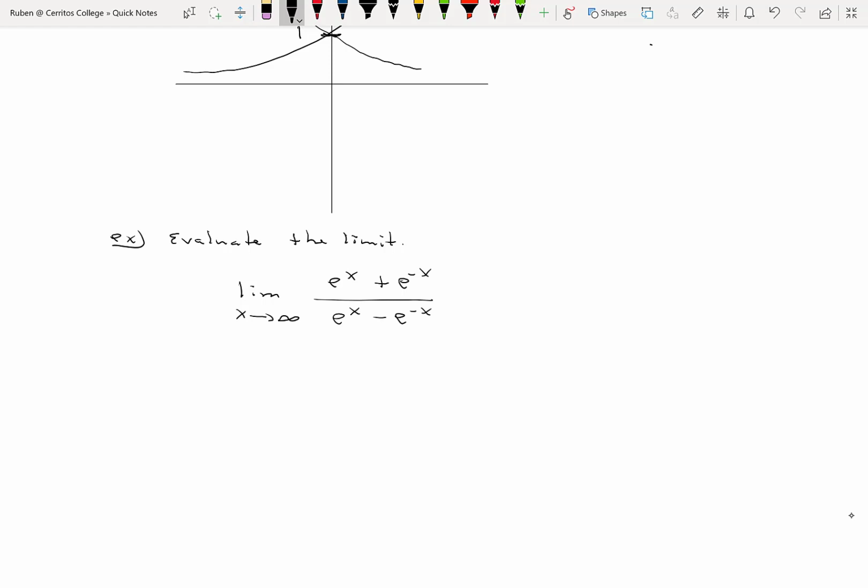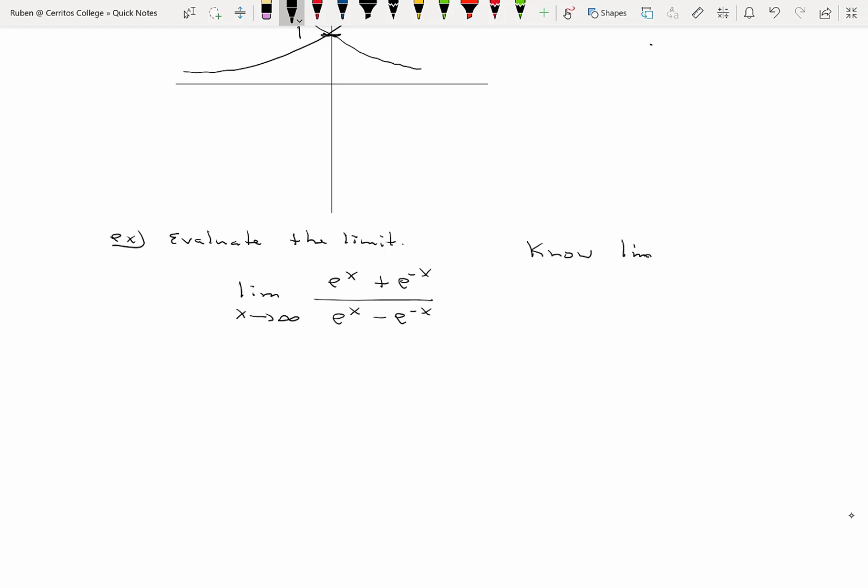In engineering, this is an important function. You don't have to worry too much about remembering it as that special function, but it's actually called the hyperbolic cotangent function. Not to worry right now. Let's just think about it as this weird fractional expression with natural exponential functions. So let's take the limit of this function.